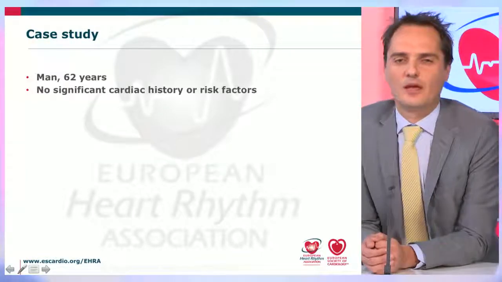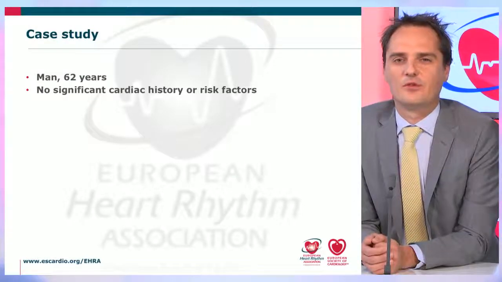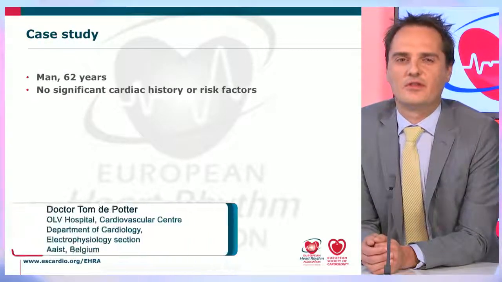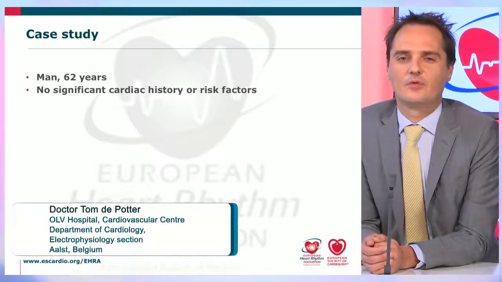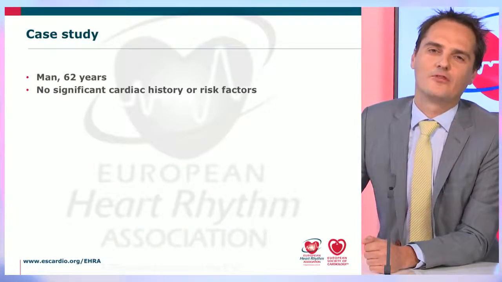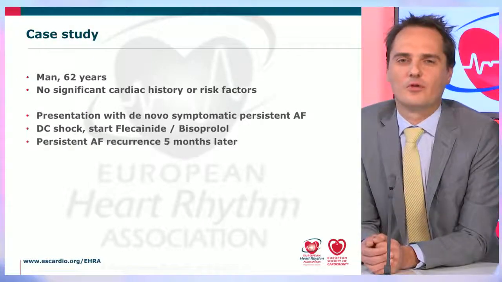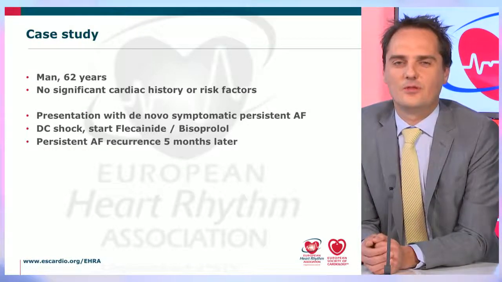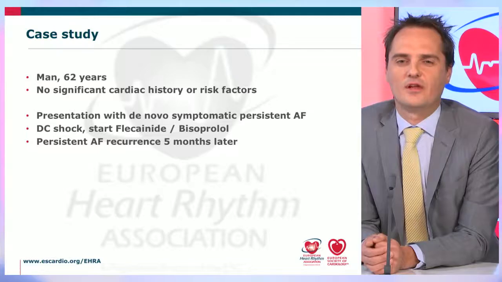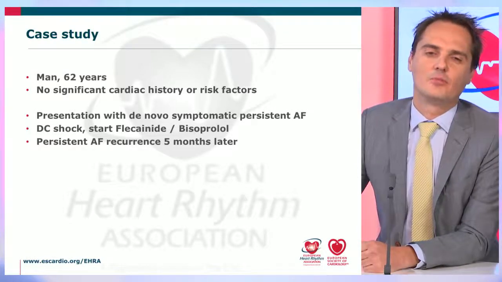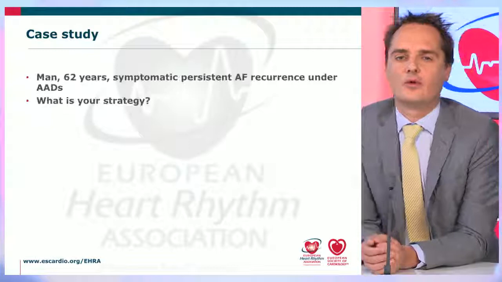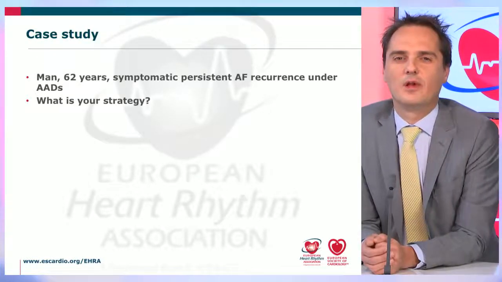My presentation as well, I would like to start with a case presentation, a case of a 62-year-old male that presents without any significant cardiac history or risk factors and presents with de novo persistent atrial fibrillation. Initially, he's treated with a pharmacological strategy, flecainide and beta blockers, and is cardioverted back to sinus rhythm, which holds for 5 months. And 5 months later, the patient presents with a recurrence of persistent atrial fibrillation.